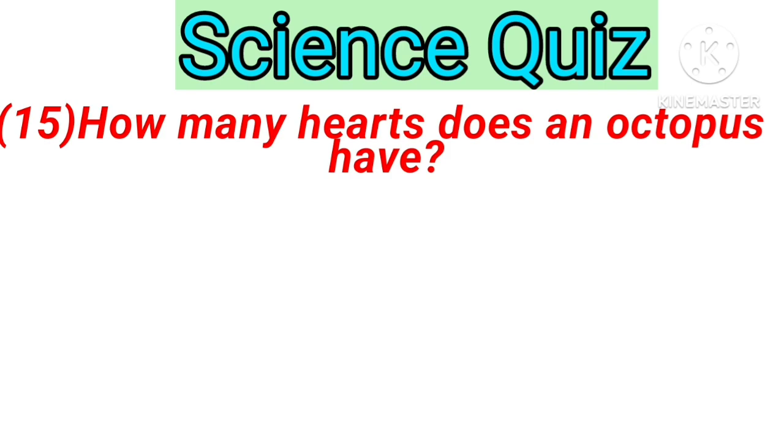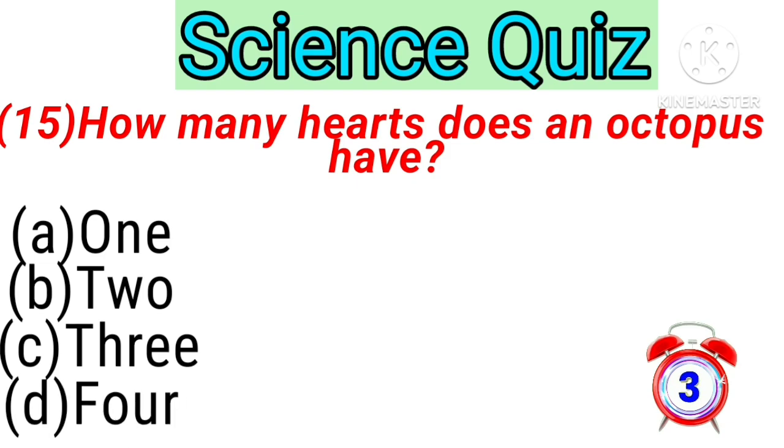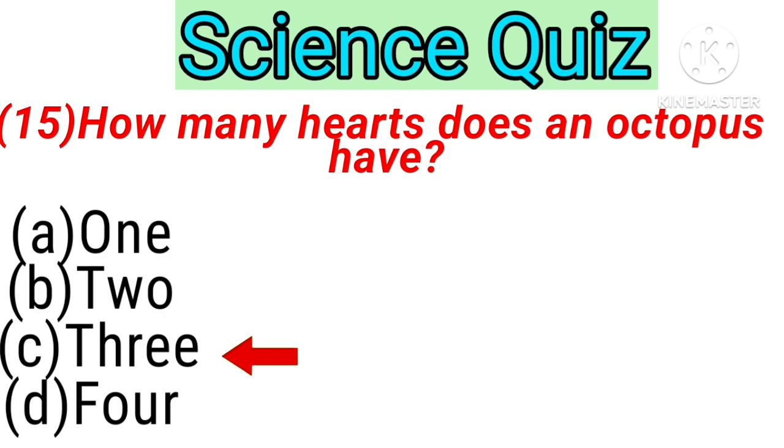Question number 15. How many hearts does an octopus have? Options are 1, 2, 3, 4. And the right option is 3.